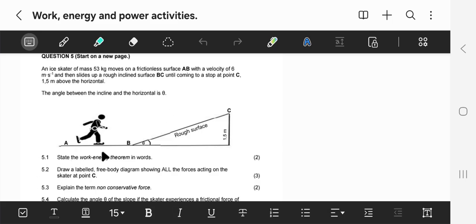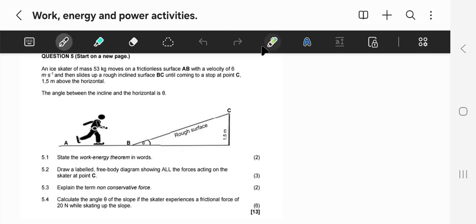Then 5.1 says, state the work energy theorem in words. So if we state the work energy theorem in words, we must firstly recall the formula. And the formula for the work energy theorem is W net is equal to delta EK, or sometimes they'll use delta K. So this is where we are going to get the work energy theorem from. So we will say that work energy theorem states that the net work done.